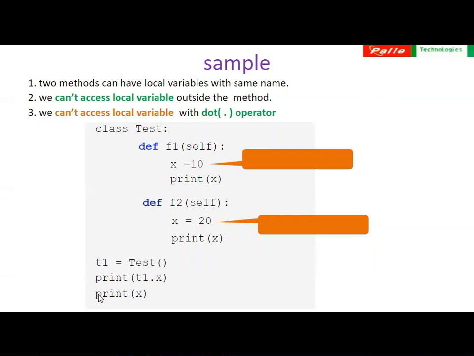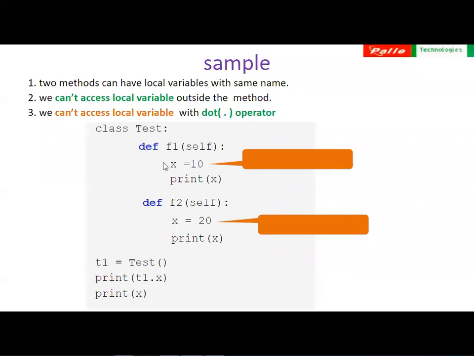Okay, so print x is an error. All are saying print x is an error. Okay. So what about this t1.x? Will it work? Yes or no? How many of you think yes? Raise your hands. And how many of you think no?